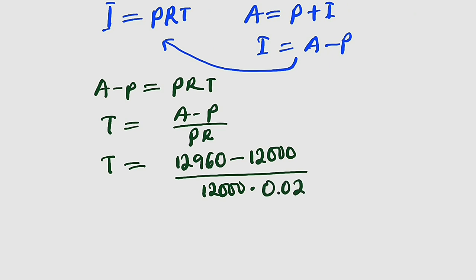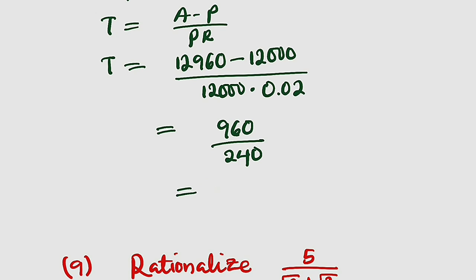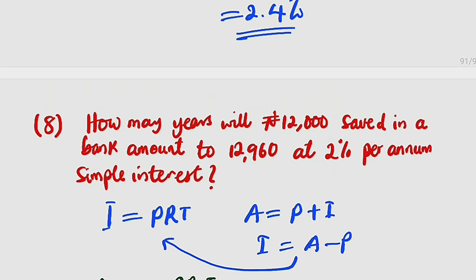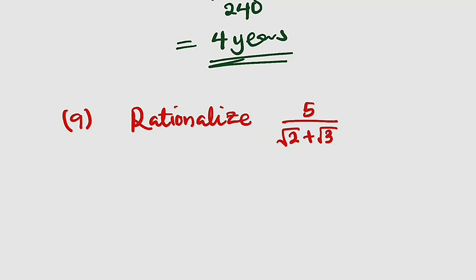0.02. This is equal to the top, 12,960 minus 12,000, which will be 960. Divide by 12,000 times 0.02. That is 240. And once you divide, you're going to get 4 exactly. So 4 years. And that's just the solution to this problem. Now let us move on to question number 9.